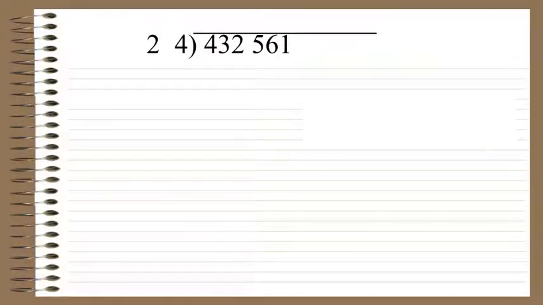If we want to divide 432,561 by 24, we will first of all start by looking at our divisor. You must know that 24 is our divisor here and it has 2 digits. So we will take 2 digits from the dividend and those 2 digits make 43. Now 43 is greater than 24.